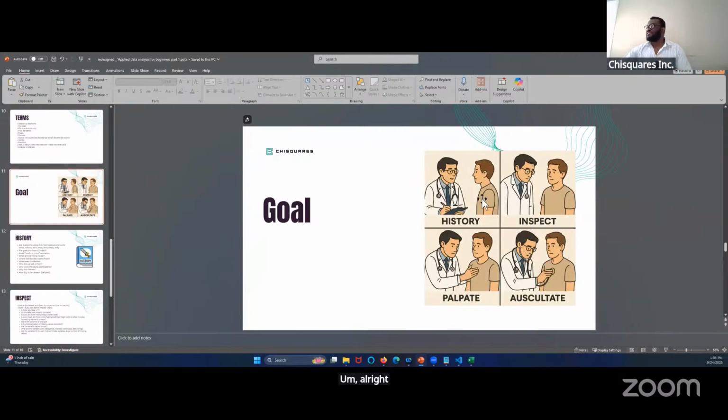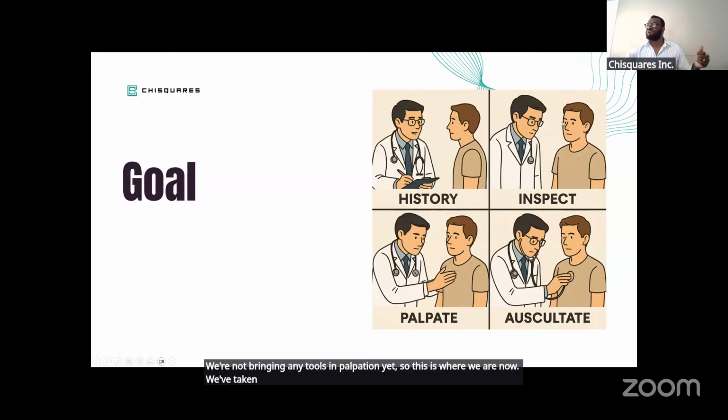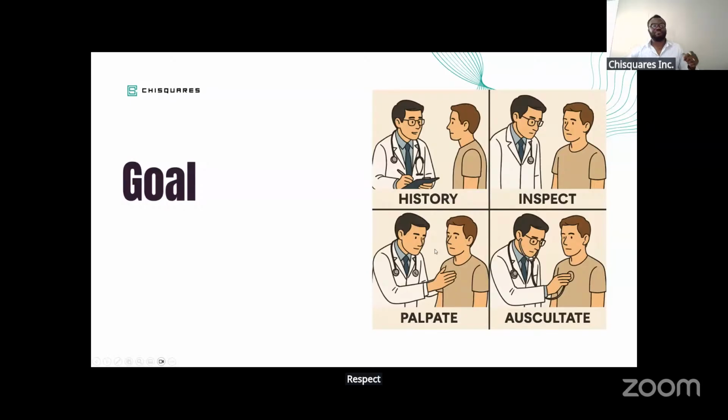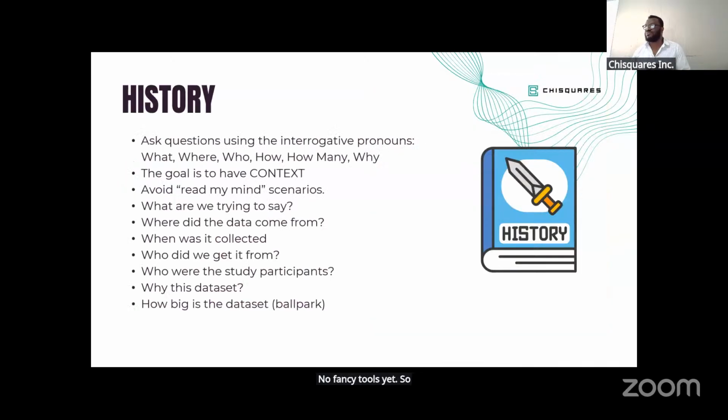All right, so you take a history, you then inspect. At this point, we're not touching anything yet. You palpate, now you're touching, right, with your hands. We're not bringing any tools in palpation yet. So this is where we are now. We've taken the history, we've inspected. Now we have to palpate and touch things and move things around a little bit with our hands. No fancy tools yet. So let's see how that works out.